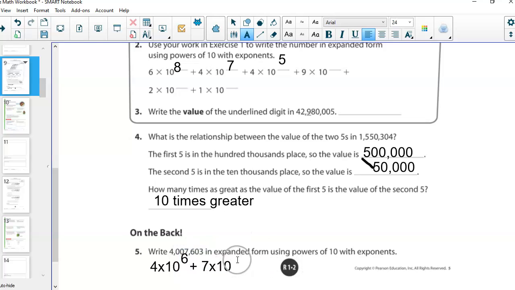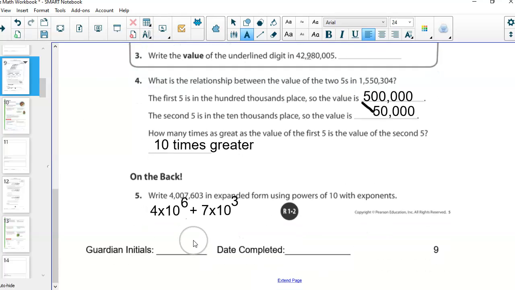Again, you add your exponent. The 7 is in the thousands place. In the thousands place, there are 1, 2, 3 digits afterwards. So your exponent here would be a 3, and then you would continue to add. Okay, so you can use number 2 as a reference for number 5.